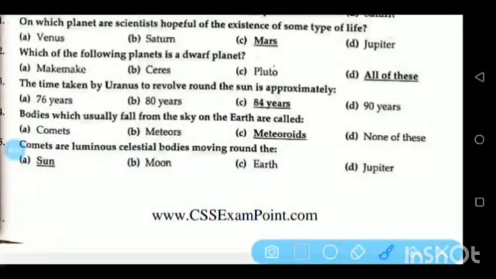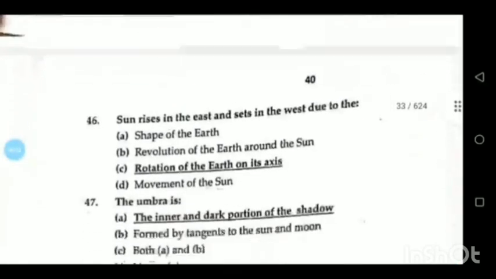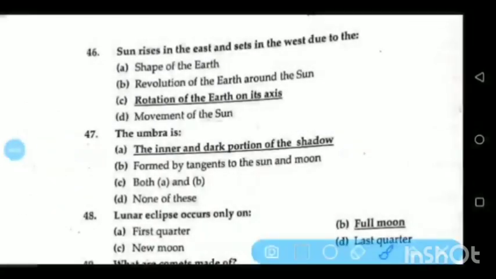Which of the following planets is a dwarf planet? All of these. The time taken by Uranus to revolve around the Sun is approximately 84 years. Bodies which usually fall from the sky on the Earth are called meteoroids. Comets are luminous celestial bodies moving around the Sun. Sun rises in the east and sets in the west due to the rotation of the Earth on its axis. The umbra is the inner and the dark portion of the shadow.